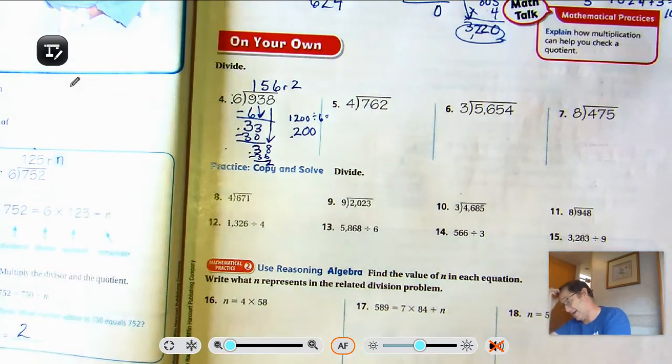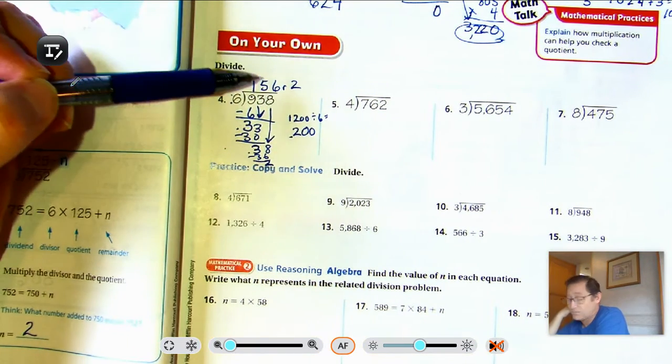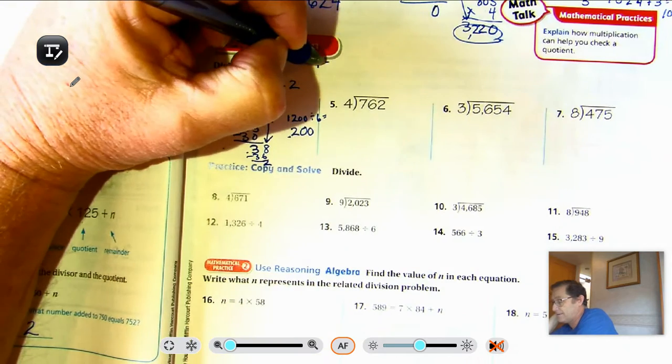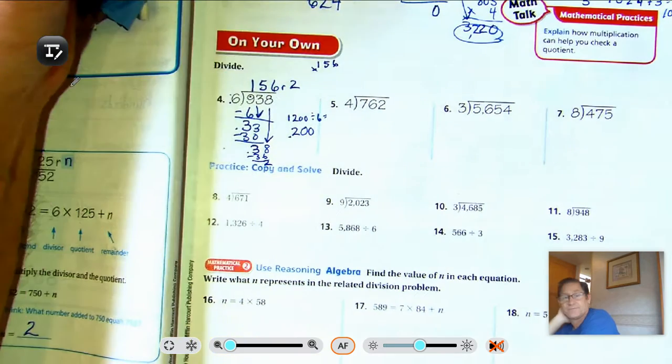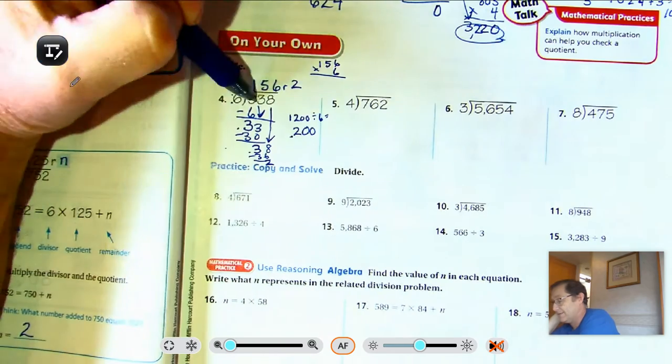All right, well, is that the right answer? Well, we said our answer had to be between 100 and 200, so that's reasonable. Now let's check it to see. Quotient times divisor plus any remainder should equal the dividend.